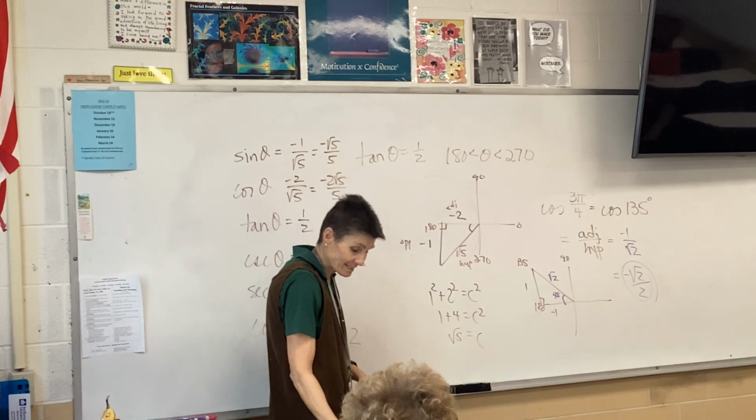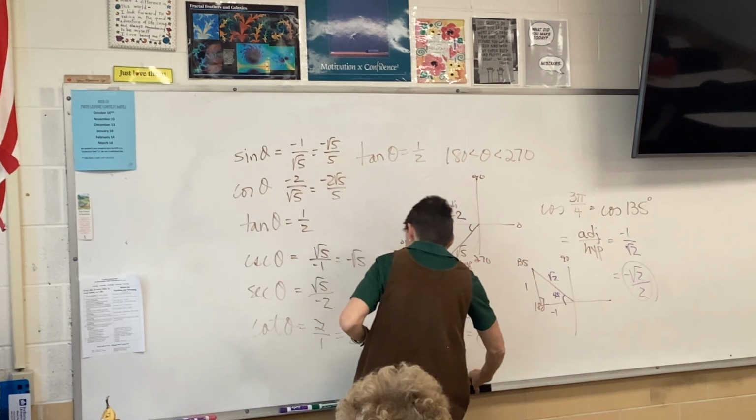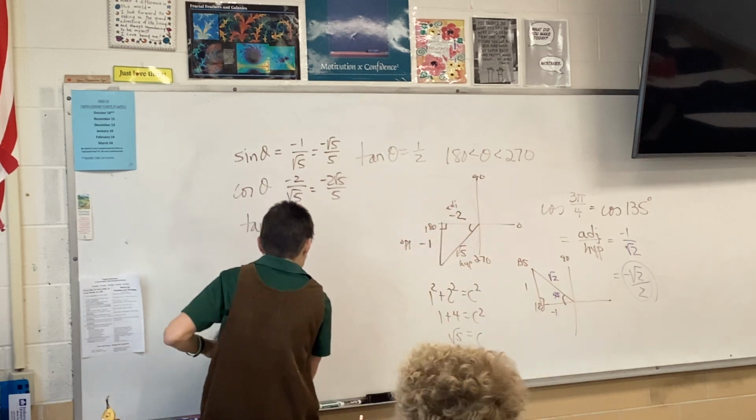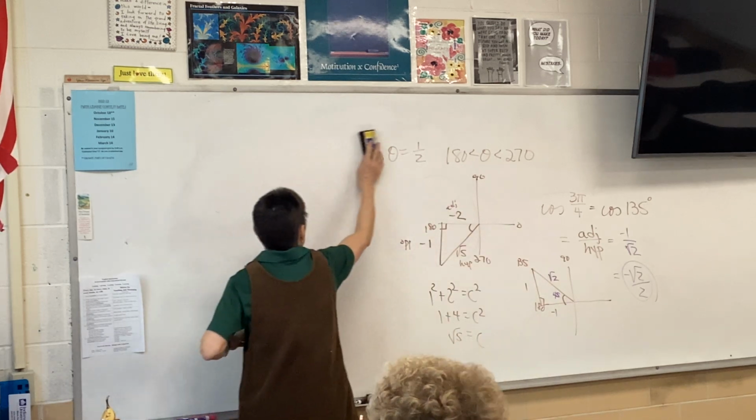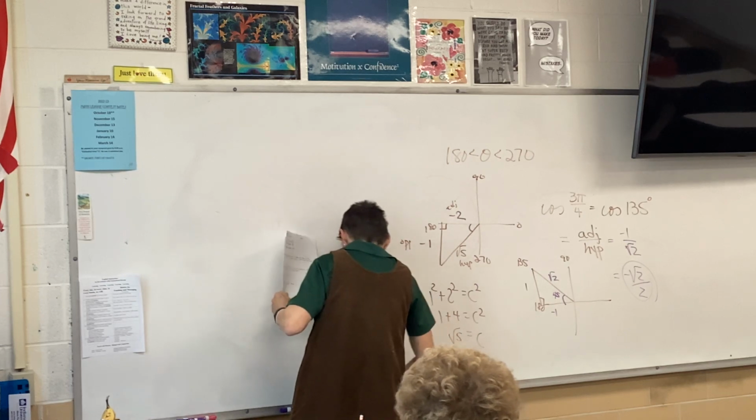Remember, when they're asking you for a cosine, your answer needs to be a fraction. Adjacent over hypotenuse.